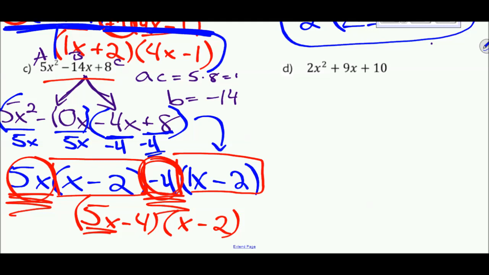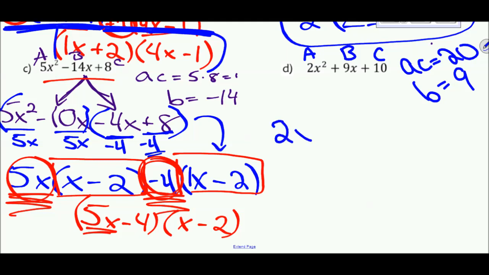Is there a greatest common factor there? No. So what's AC? Emily, what's AC there? So that's going to give us 20. And my B, so that's 2 times 10, 20. My B is 9.